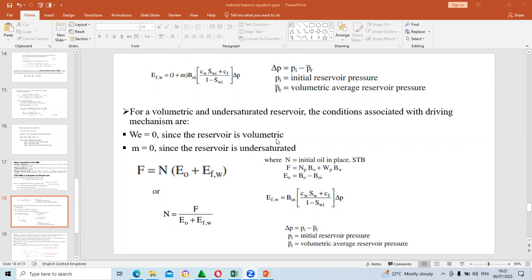If we are talking of volumetric reservoir, there is no water influx. WE is 0. If we are talking of undersaturated reservoir, M is 0. So that particular equation now simplifies itself to give us this particular equation. Of course, we already know what F, EO, and EFW will give us. So if I want to calculate the gas initially in place, I can just make it the subject in this equation and it gives me this.